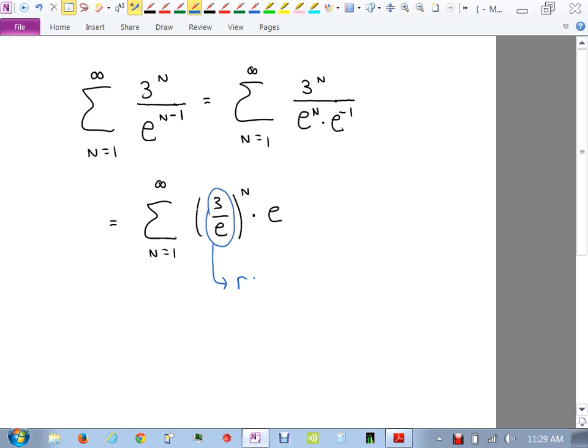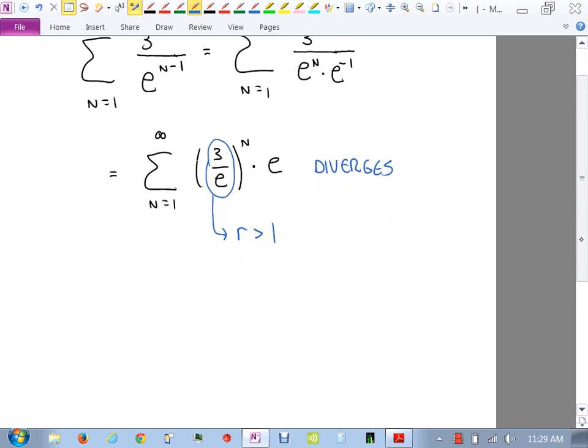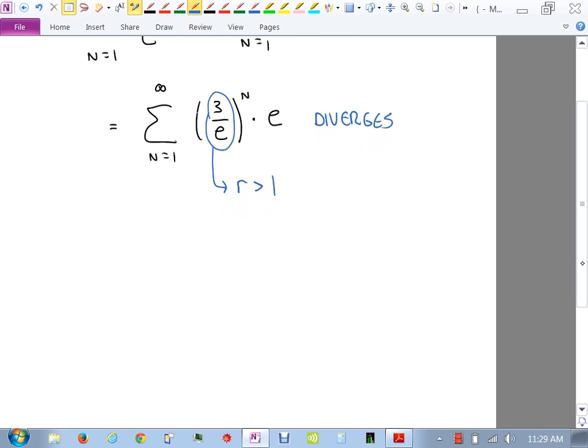r is greater than 1, isn't it? And that means this diverges. Okay? So when we have our r greater than 1, we don't need to put it in the formula, right? That's right. When r is greater than 1, you're pretty much done at that point.